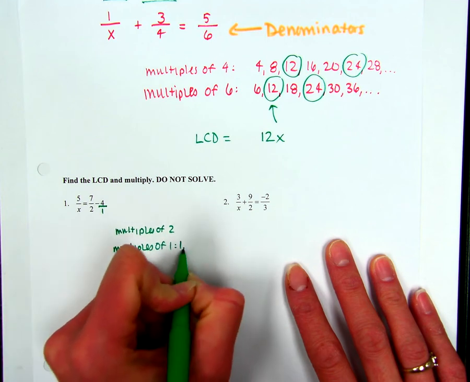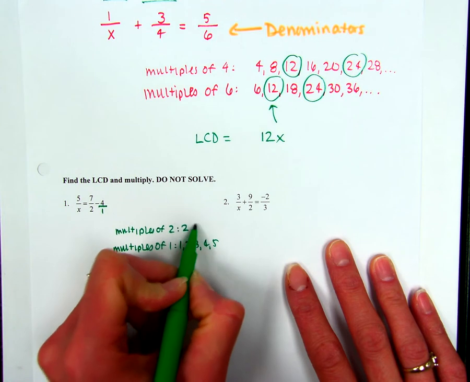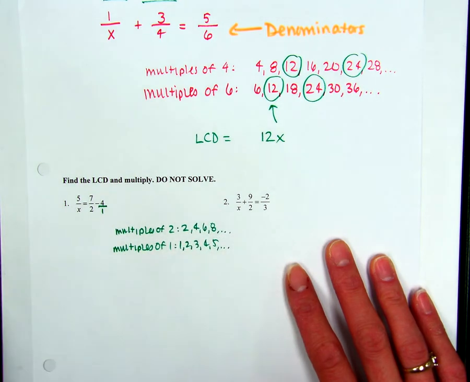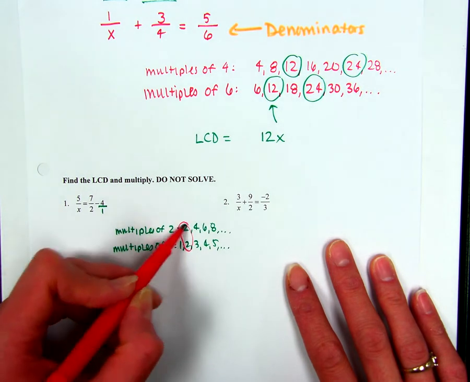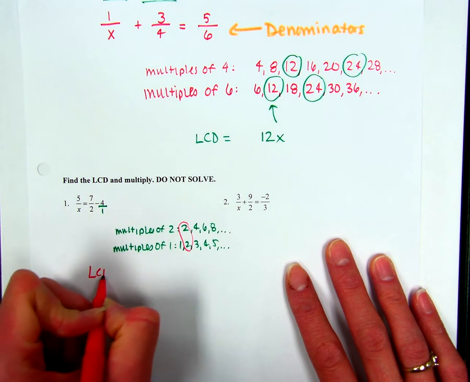right, multiples of 1 are 1, 2, 3, 4, 5, etc. Multiples of 2 are 2, 4, 6, 8, and so on. All right, if I'm looking for my least, the number that's on both lists, that's the smallest, that would be 2. But I also need to take into account my x, so my LCD is 2x.